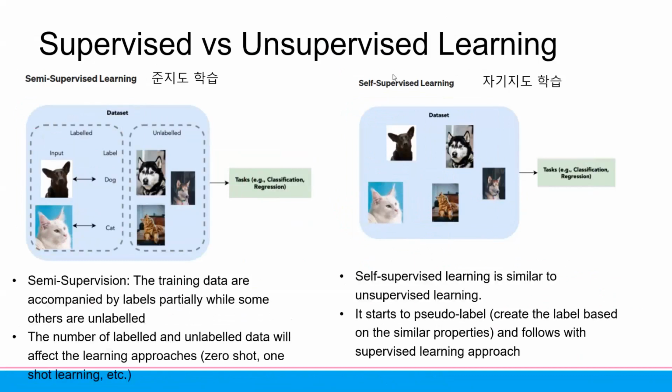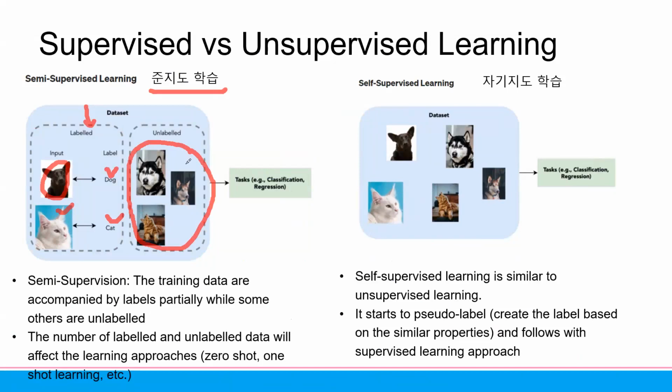There's another way to do this learning approach. We call it semi-supervised learning, or Junjido Haksup. In this case, some data are labeled. I know that this is a dog, so we put the label. I know that this is a cat, so I put the label. But there are some other images which are unlabeled, because maybe I do not know, or it is not identifiable.